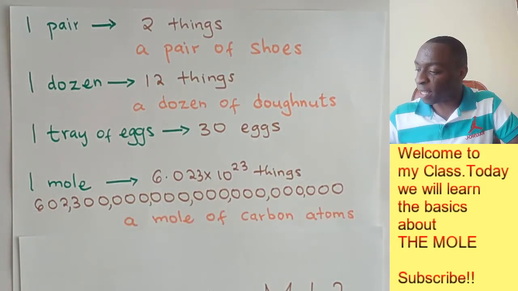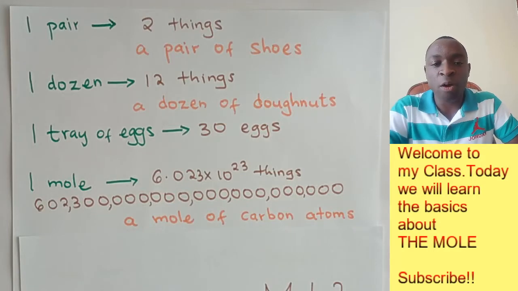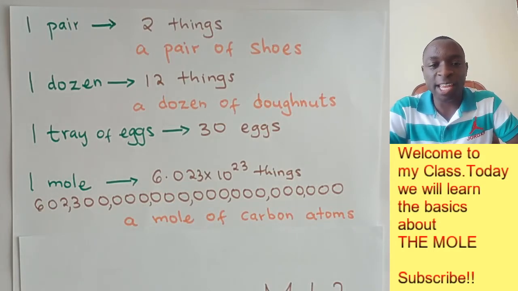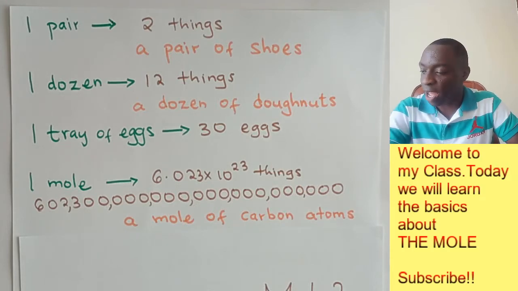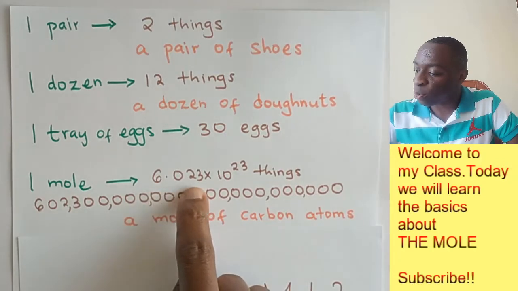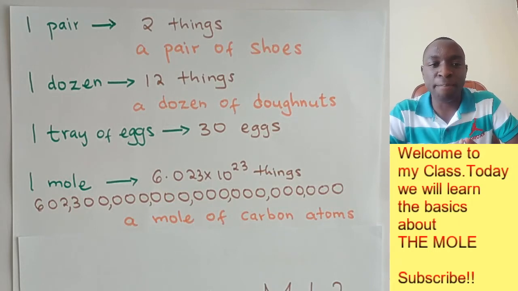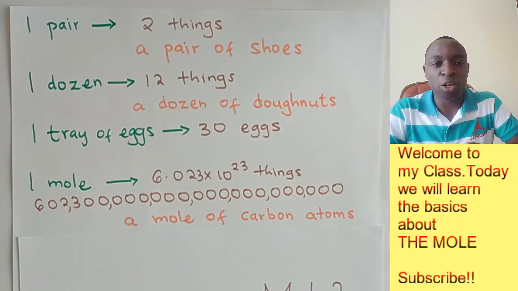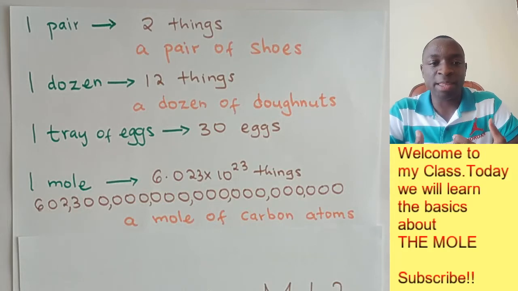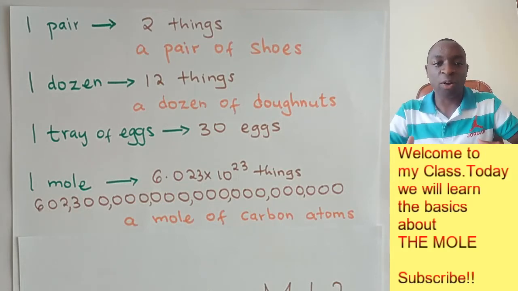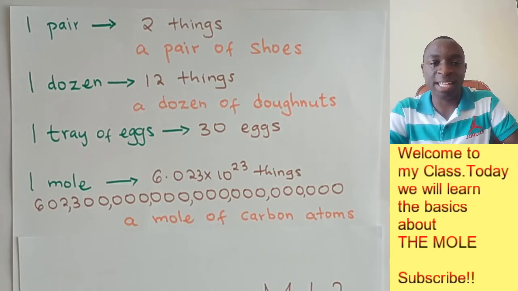Now that would mean that we use the mole for chemicals or substances. For example, we can say 1 mole of carbon atoms. That would mean that we have 6.023 times 10 to the power 23 atoms of carbon. So whenever you have that number, we can say it is a mole. So chemists came up with this number, the mole, to help in counting the atoms, elements, and all other things.